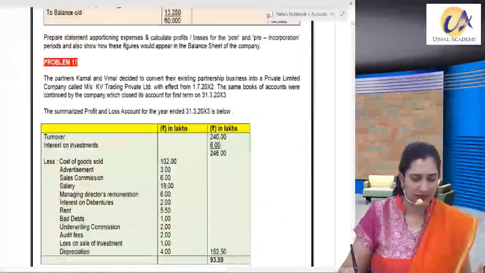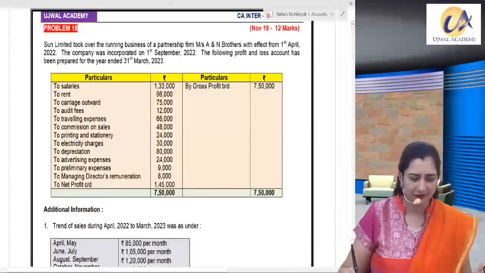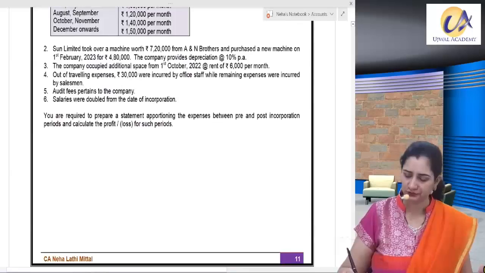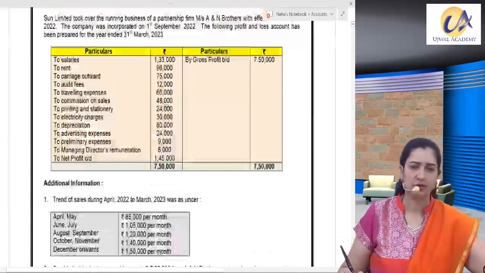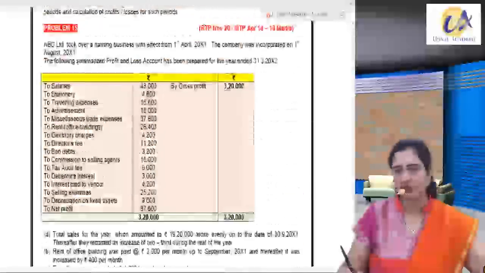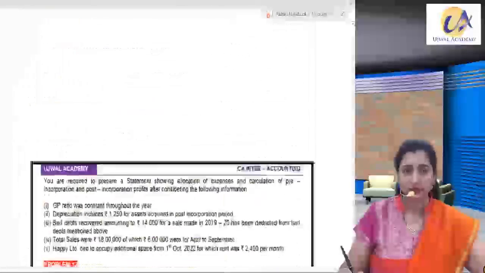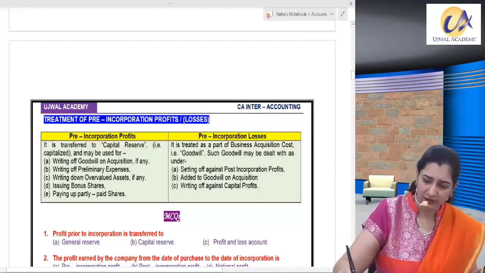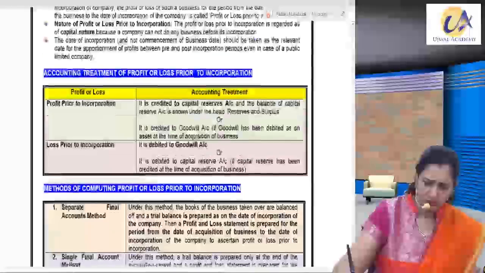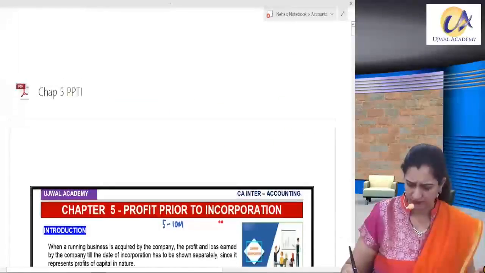So you got a good idea about how the chapter and the questions will be there. All types of questions, everything properly covered for you. Okay, so ample of practice we are going to be having. So let's today start with the concept. And this chapter, as I told you, is called Profit Prior to Incorporation. So what is the meaning of it? Chalo, let's understand.